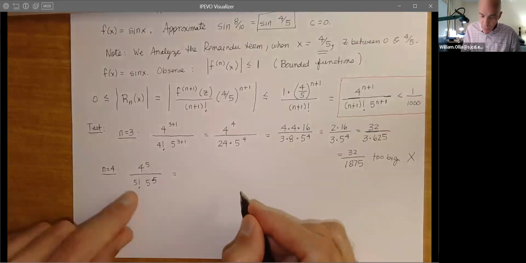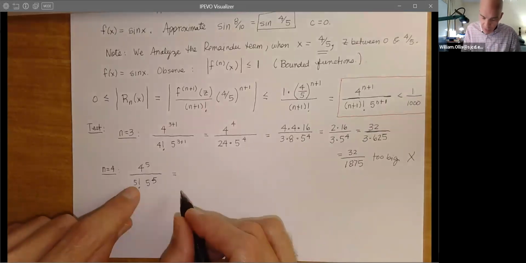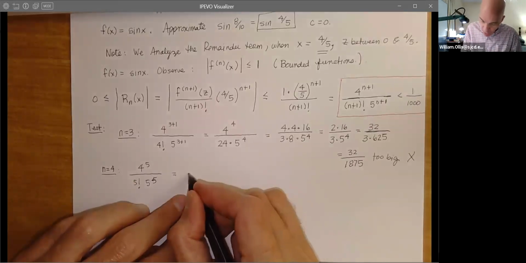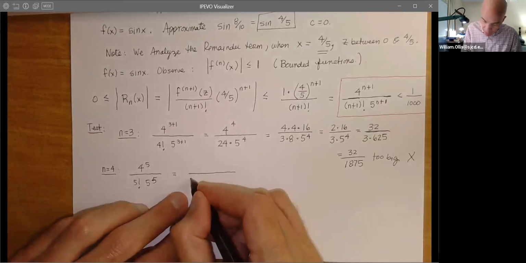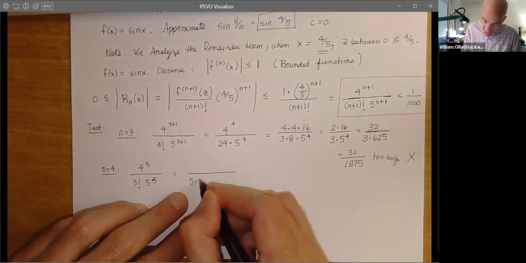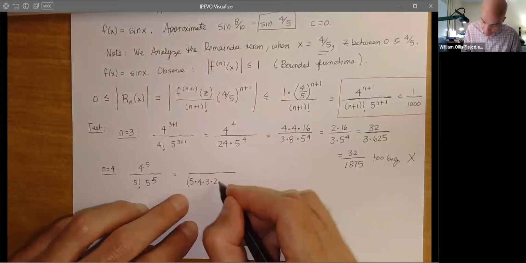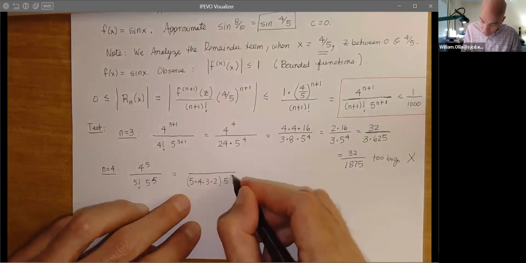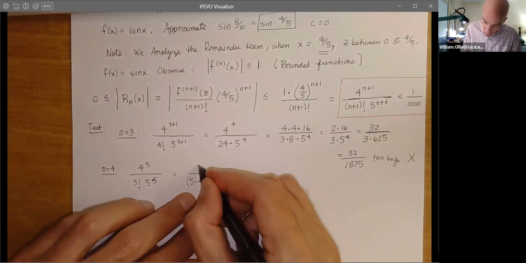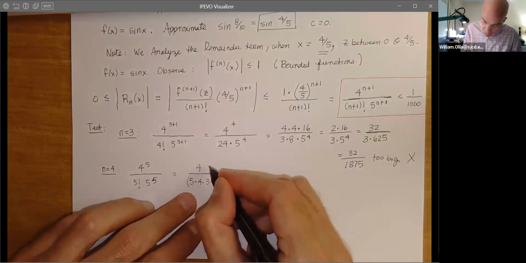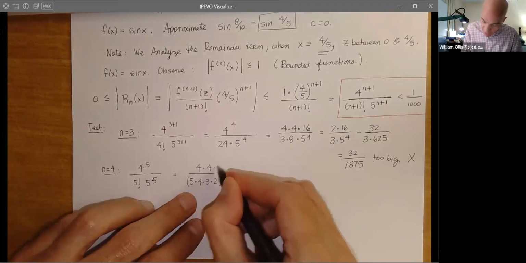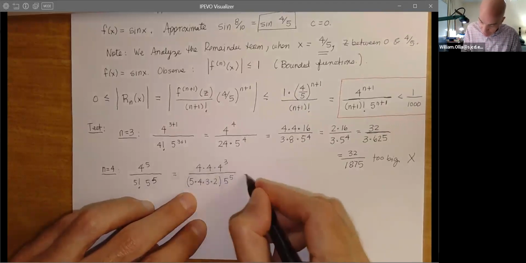So in this case, we don't have much. I mean, we've got some stuff in here. So if you want to reduce some of this, you can. So this will be a 5 times a 4 times a 3 times a 2, and then 5 to the 5th. And here we've got what? We've got a 4 times a 4 times 4 to the 3rd.